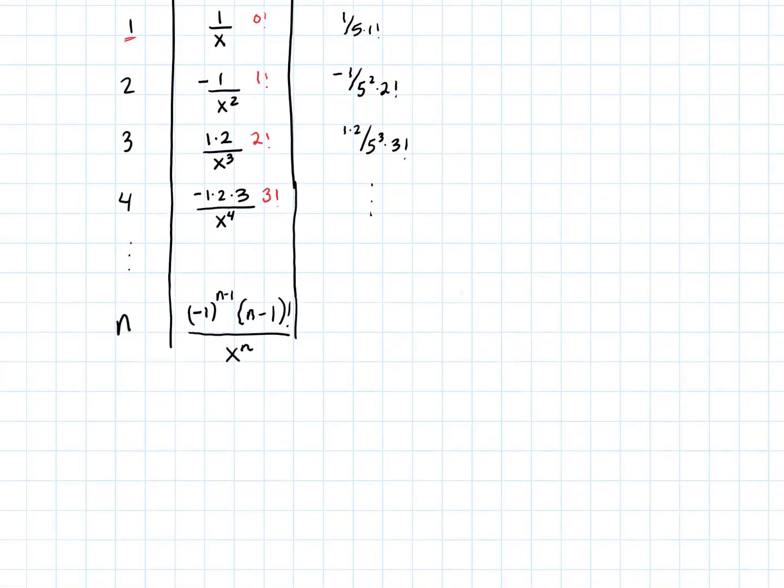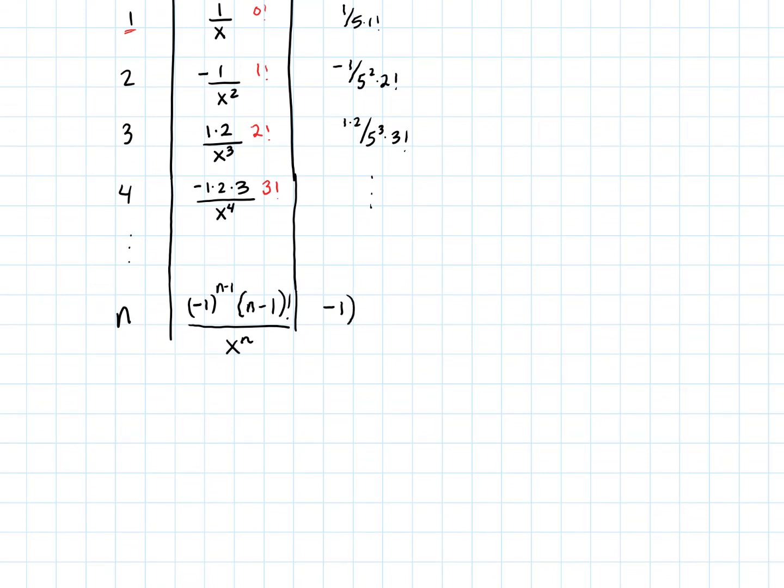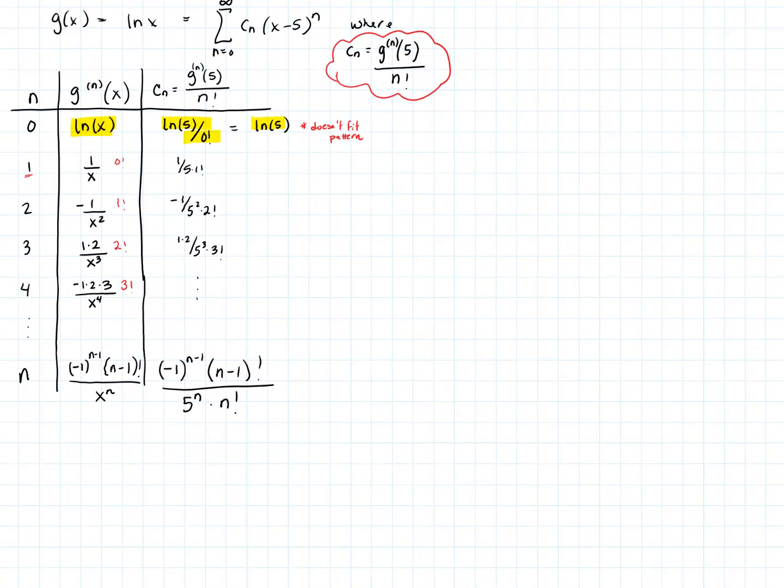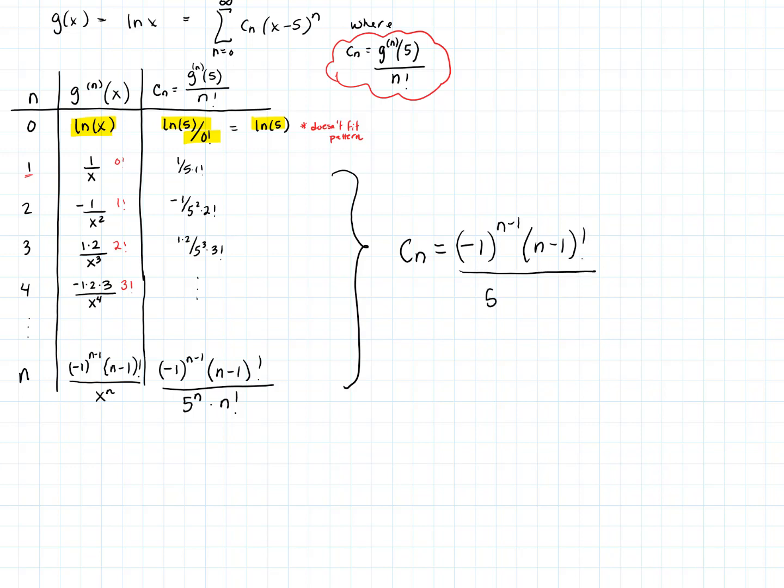What we're going to end up having here is (-1)^(n-1) times (n-1)!, plugging in 5^n times n!. So what we have done right here is we've actually found the coefficients. The coefficients c_n are equal to (-1)^(n-1) times (n-1)! over 5^n times n!, when, now we do have to be specific because remember that first term did not work, so when n is greater than or equal to 1.